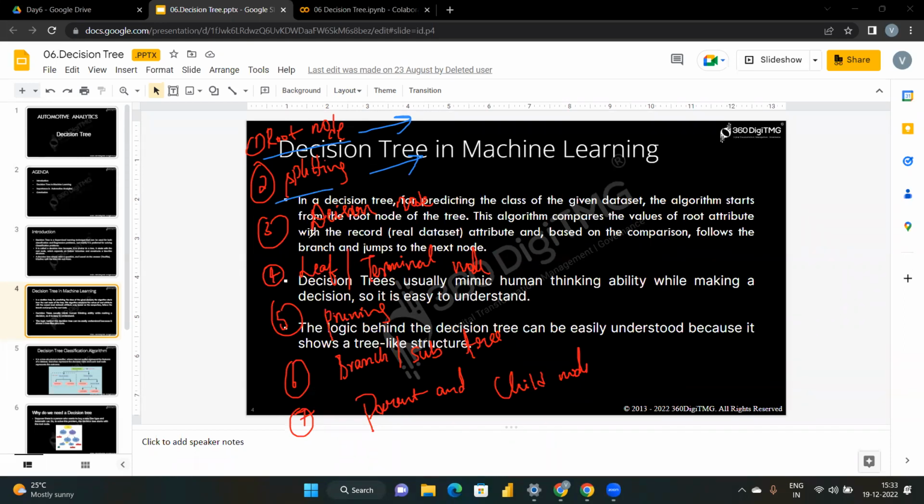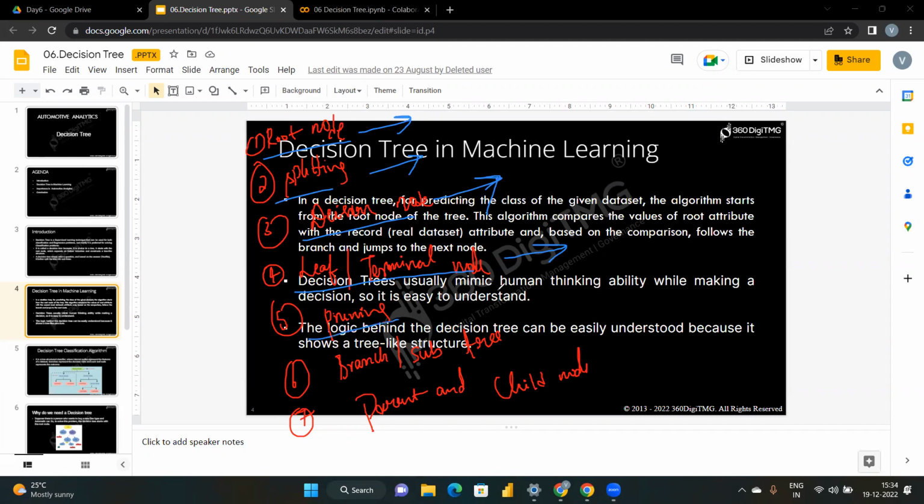And the next thing we'll be seeing is the decision node. A decision node is when a subnode splits into further subnodes. Okay. Next thing we'll be seeing is the leaf or terminal node. The nodes which do not split are called leaf or terminal nodes.